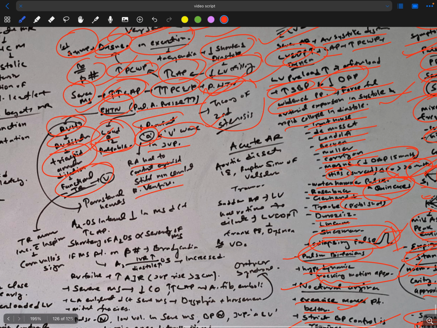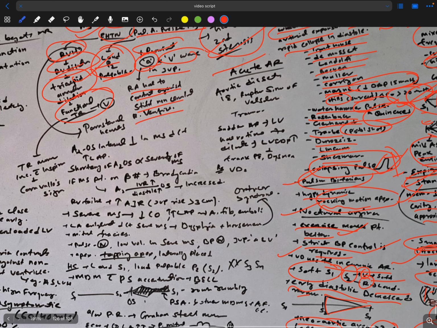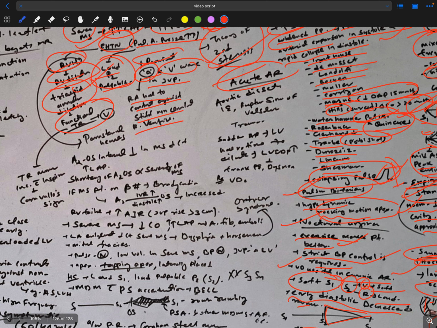The theory of second stenosis will be seen in case of MS. I have discussed chronic AR, now acute AR. Causes are aortic dissection, infective endocarditis, rupture of sinus of Valsalva, and trauma. These are the causes of acute AR.